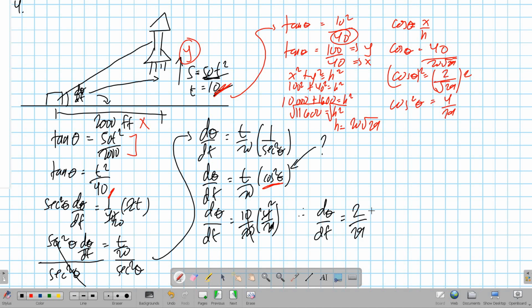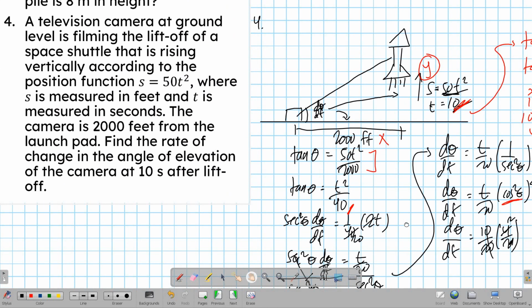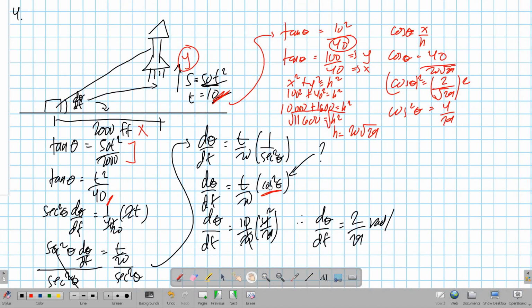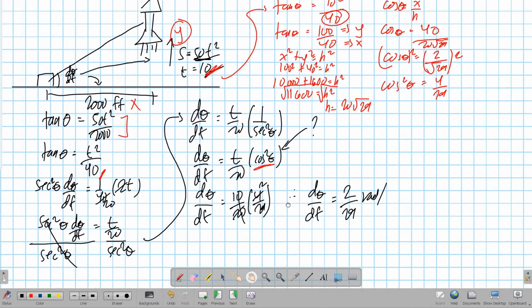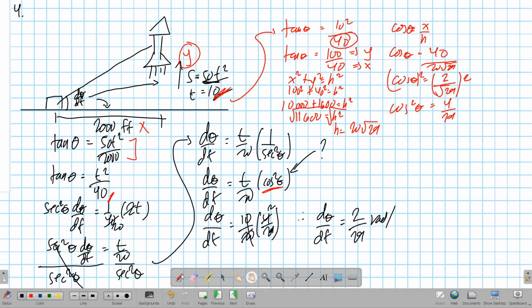Our units would be, this is in radians, so radians per, let's check the unit of time, seconds. 2 over 29 radians per second. There you go. And those are sample problems related to another application of derivative, which is the related rates.